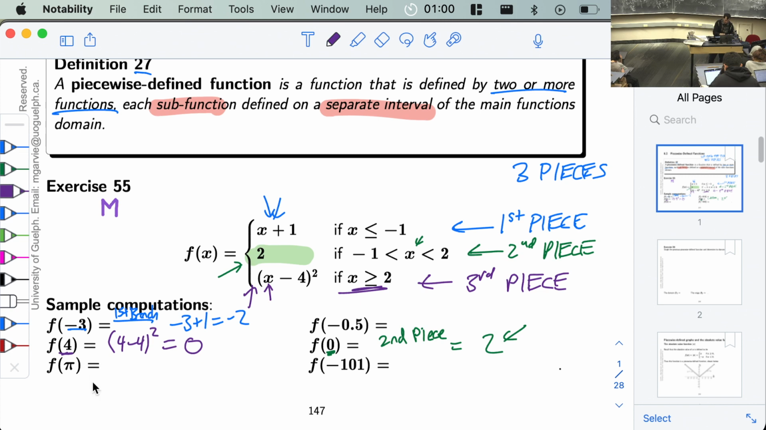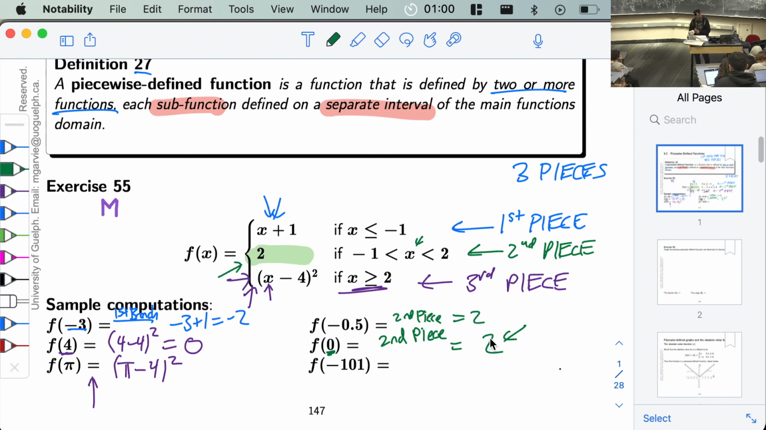So this is the third piece. And so you're going to get pi minus 4 squared. That's whatever it says to do in the third piece, that's what we do. F of -0.5. -0.5 is between -1 and 2. So this is the second piece again. Second piece, so it's always 2.